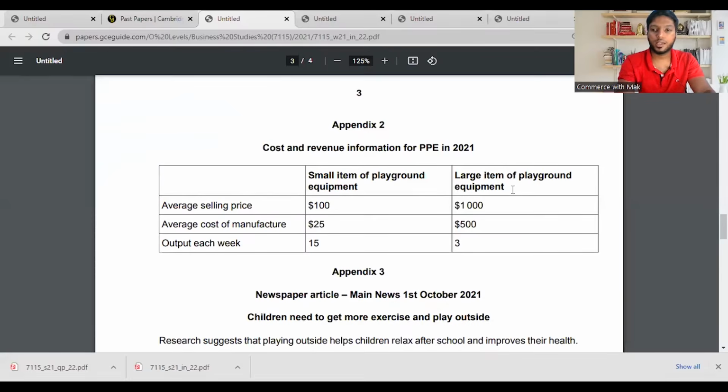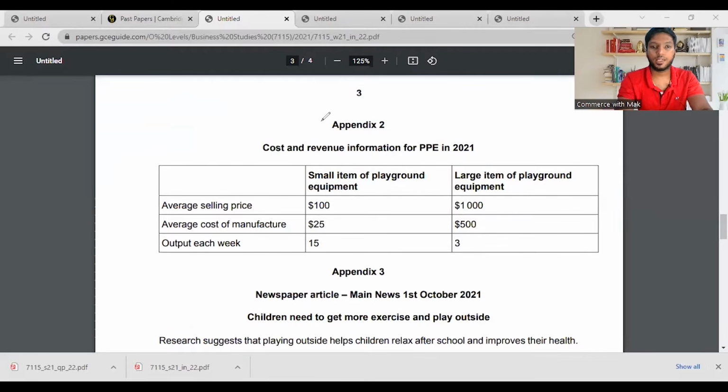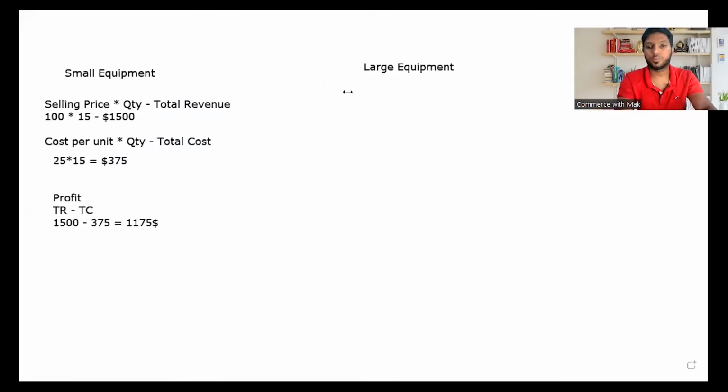We have the large item of playground equipment at 1,000. Cost of manufacture is 500. And output each week is 3. So I'm going to use the same formulas to do this. As you all know, selling price, SP, into quantity, QTY, will give me total revenue. So what is my selling price? 1,000. I'm selling 3, so I'm getting a total revenue of 3,000.